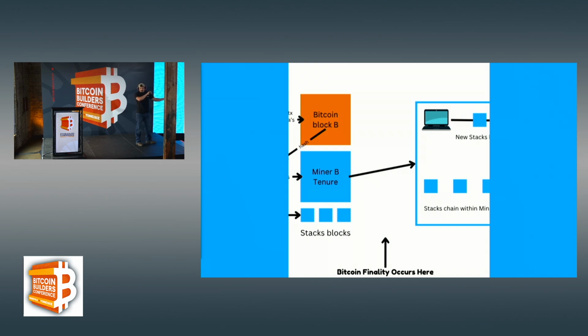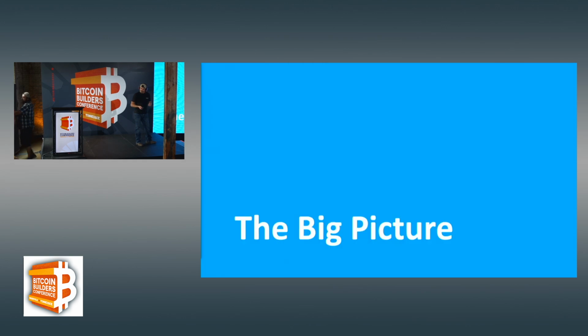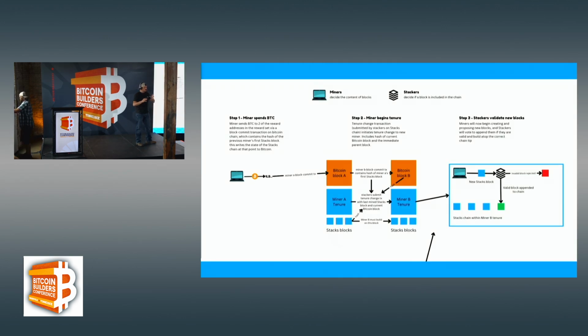So when a miner is mining during their tenure, they're going to be producing blocks on the order of seconds. I think the last benchmarks I saw were about 10 seconds. So they're going to be continuously pushing blocks to the stackers, and the stackers are going to be appending them. And then we have this Bitcoin finality here. And that's how stacks can get these fast blocks and get this Bitcoin finality under Nakamoto. So we kind of looked at all that in pieces, and this is sort of the big picture of how it all works. So we'll run through one quick recap.